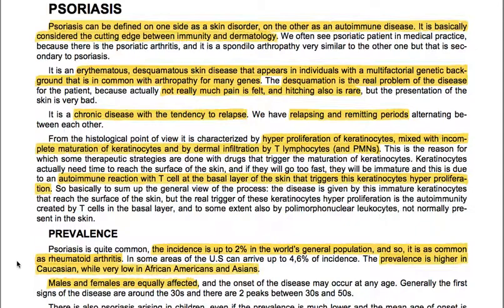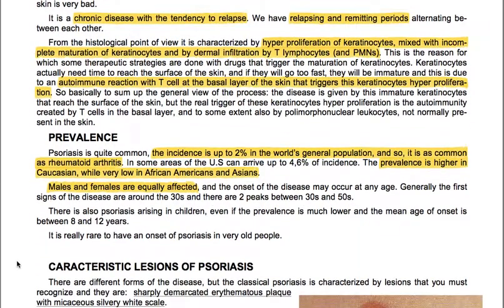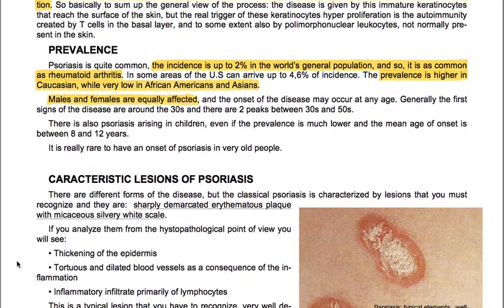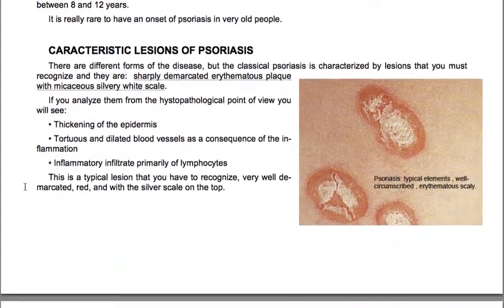Generally, the first signs of the disease are around the 30s, and there are two peaks between 30s and 50s. There is also psoriasis arising in children, even if the presence is much lower and the mean age of onset is between 8 and 12 years. It's really rare to have an onset of psoriasis in very old people.